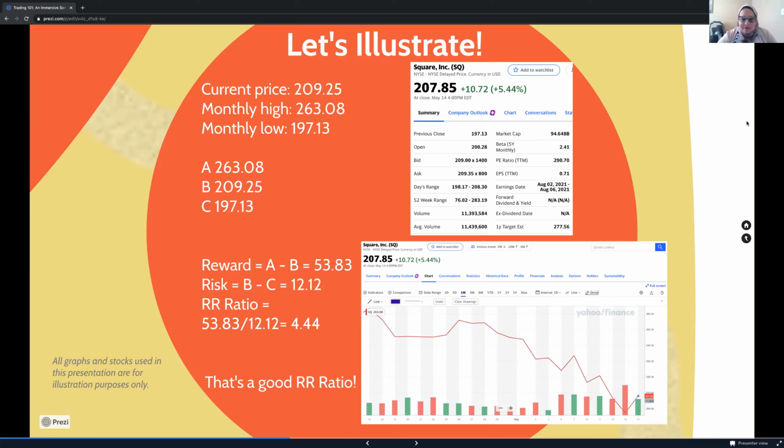So this is Yahoo, right? This looks like Yahoo Finance, that a snapshot, or is this CNBC? It looks like Yahoo to me. Okay, so we have Square. Yeah, it says on here Yahoo Finance.